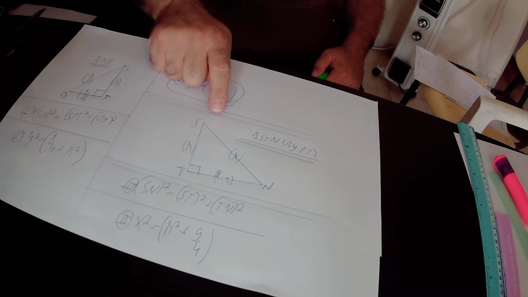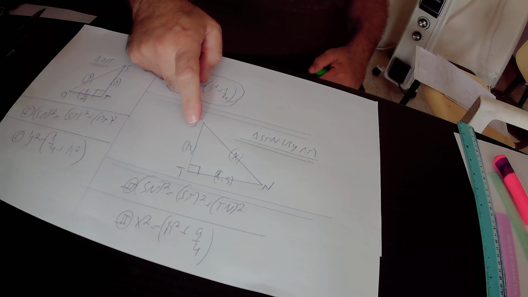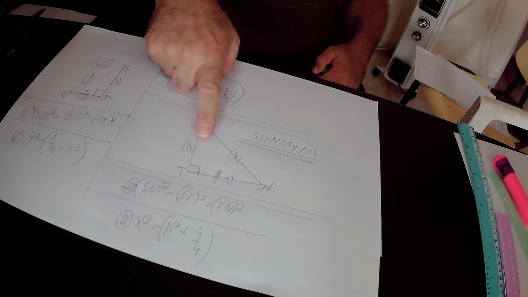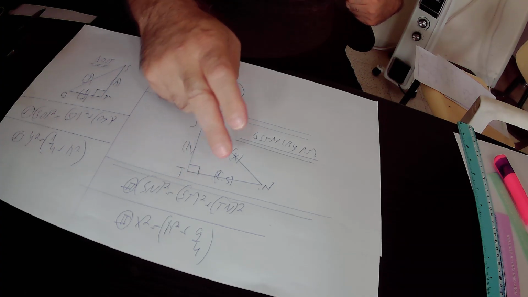SN is X, therefore SN squared is X squared, and it equals ST squared. ST is H, therefore ST squared is H squared, plus TN squared. TN is 1.5. TN is 3/4, and therefore TN squared is 3/4 squared, that is 9/4. So in total, according to equation 2, X squared equals H squared plus 9/4.